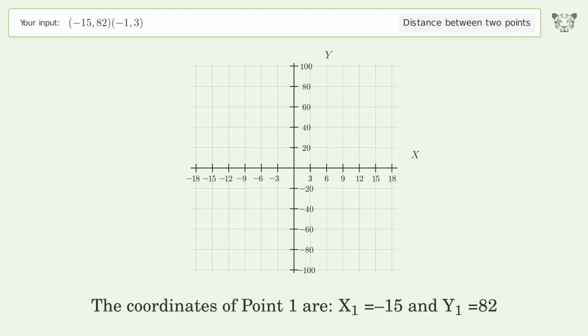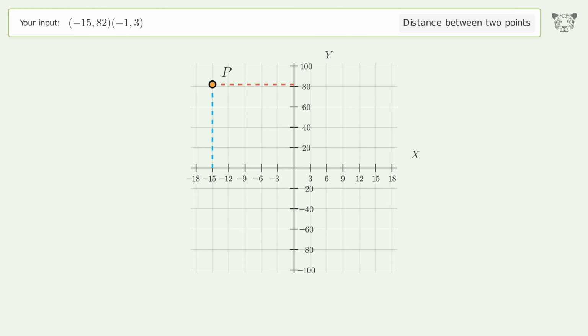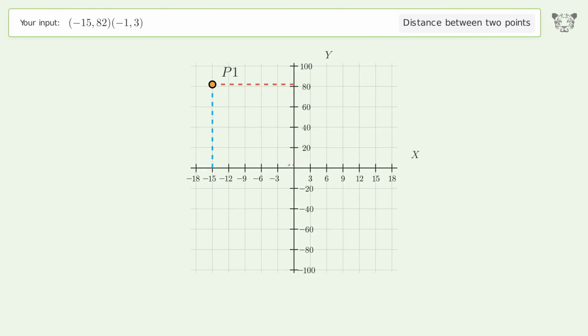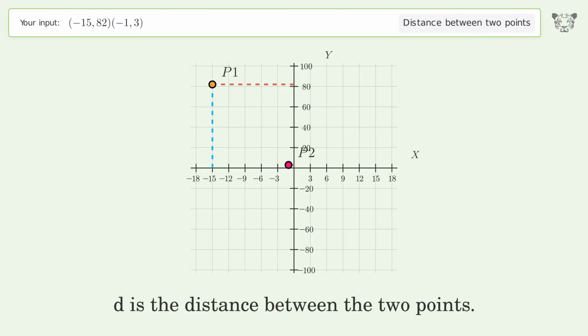The coordinates of point 1 are, x1 equals -15 and y1 equals 82. The coordinates of point 2 are, x2 equals -1 and y2 equals 3. D is the distance between the 2 points.